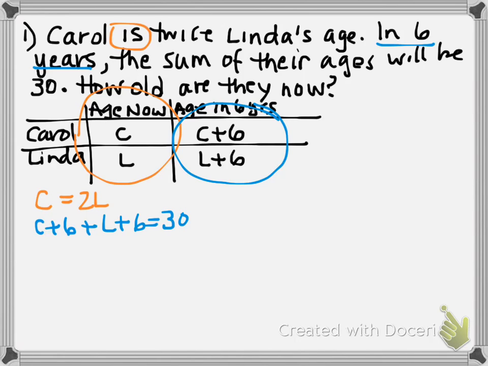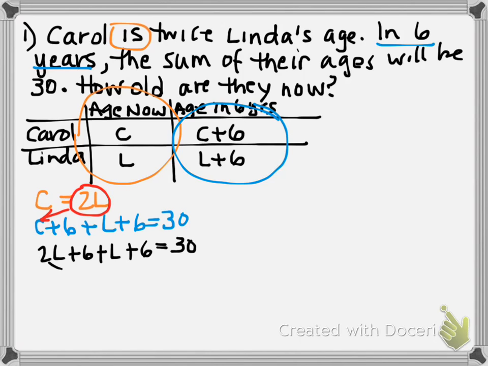Okay? Now, according to the different ways that we've solved systems, what's going to be easy to use in this particular one? What do you guys notice that's going to really be helpful? Yeah, notice the first one was C by itself. So I'm going to take the expression that equals C, and I'm going to substitute it into the second equation. So now this is the equation I'm working with. 2L plus 6 plus L plus 6 equals 30.